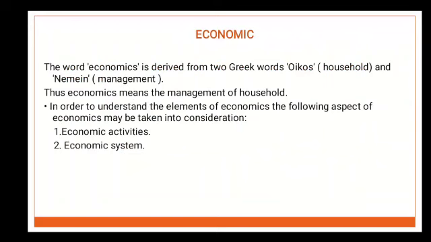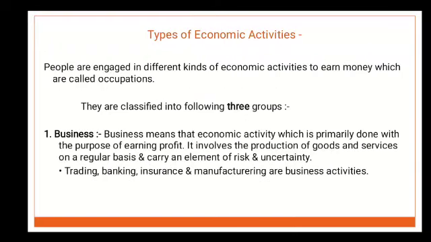Next point, economics. The word economics is derived from two Greek words. First, oikos, which means household, and second, nemein, which means management. Thus, economics means the management of household. In order to understand the elements of economics, the following aspects of economics may be taken into consideration: first, economic activities, and second, economic system. We will discuss first economic activities.